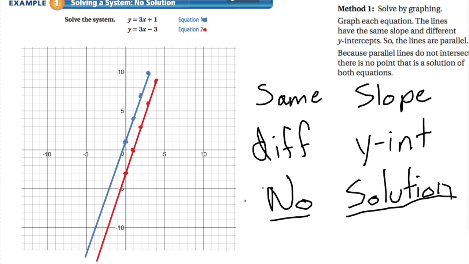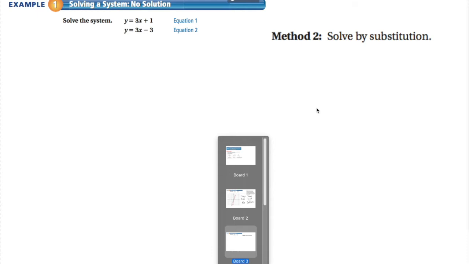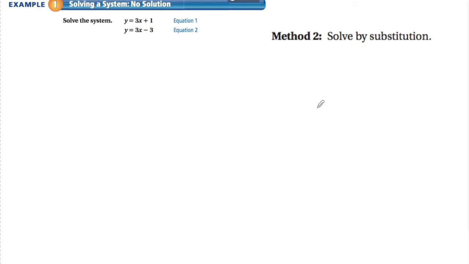Now, there is another method to solving a no solution system. We don't always have to graph. We can use one of our other methods of solving systems. So, let's solve this system by substitution. First, we have to realize both of these are solved for the variable y. y equals 3x plus 1 and y equals 3x minus 3. So since they're both set equal to y, we could set this half of the equation equal to each other. So that'll give us 3x plus 1 is equal to 3x minus 3.